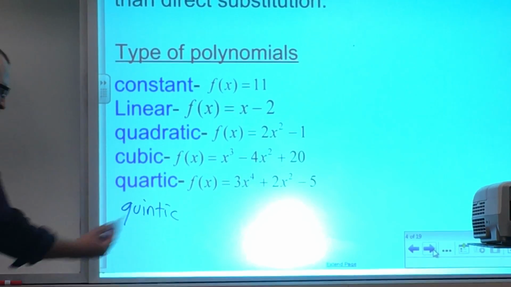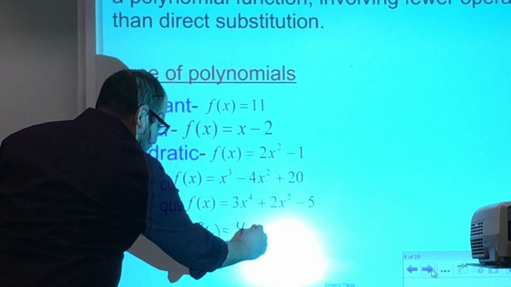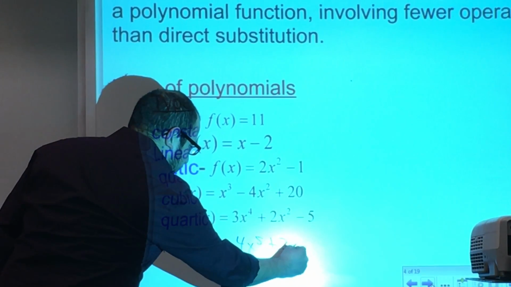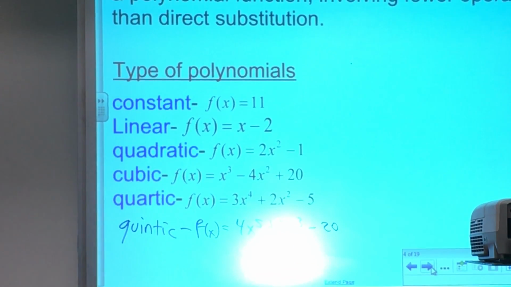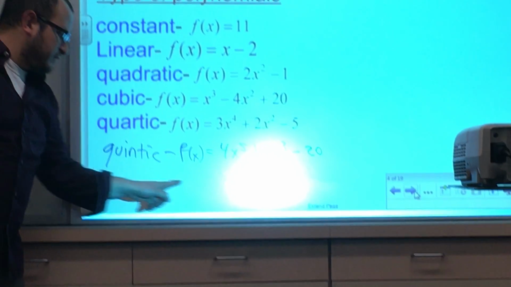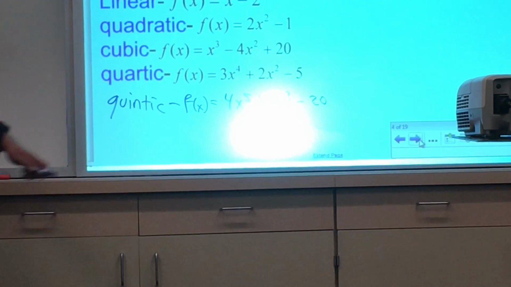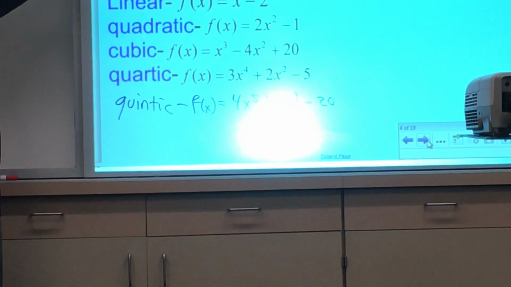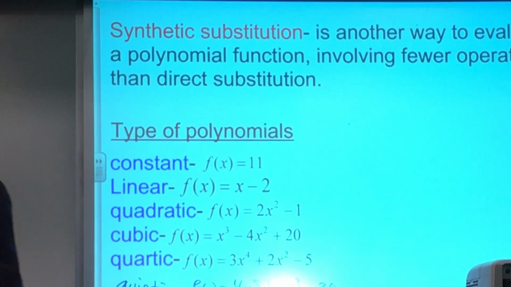Quintic. I'll give you an example. I don't know, 4x to the 5th plus 3x cubed minus 20. So the power is 5, therefore the type of polynomial is called quintic. These are just types of polynomials. Let's get back to synthetic substitution. What does synthetic substitution even look like? Alright, here we go.